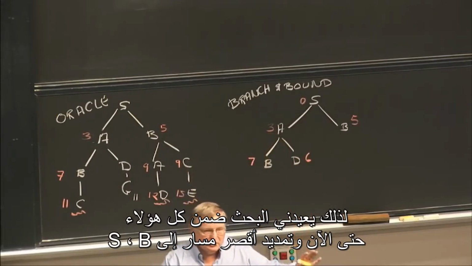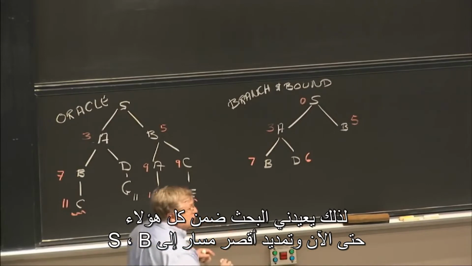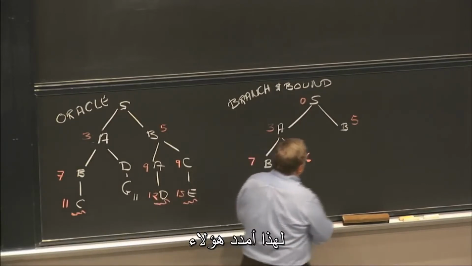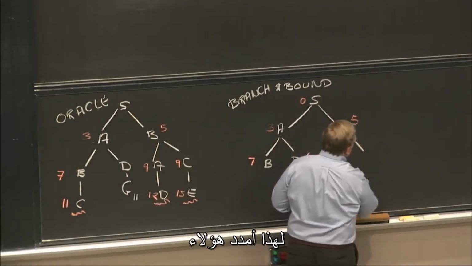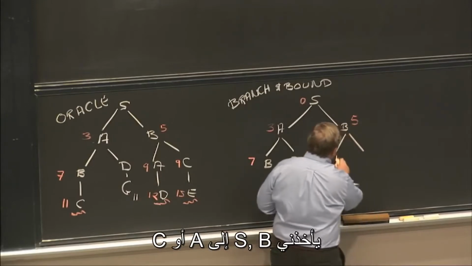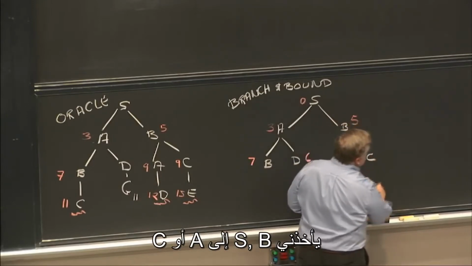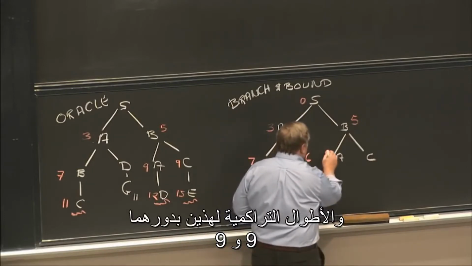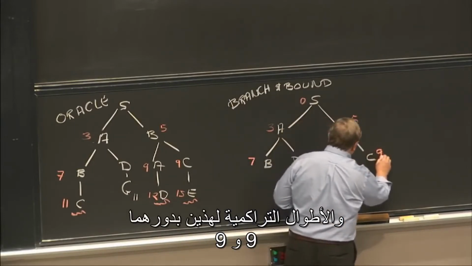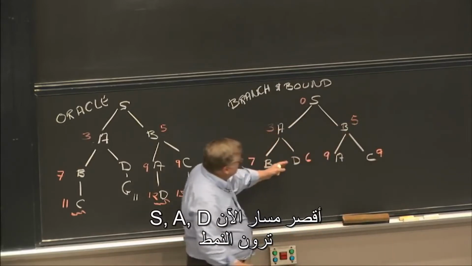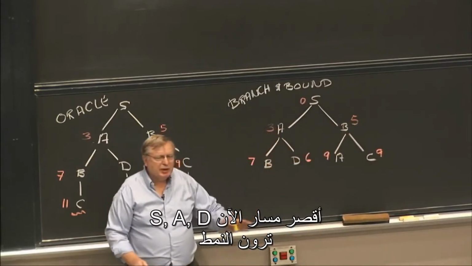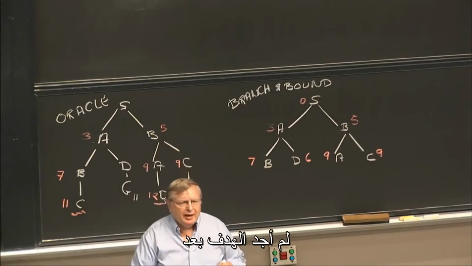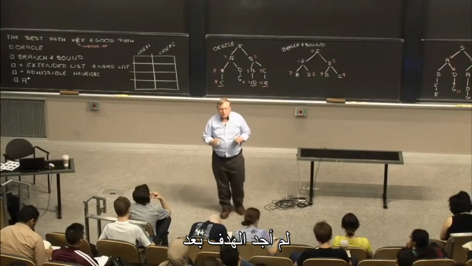So looking across all of these and extending the shortest path so far takes me back over to SB. So I extend those. SB takes me to A or C. And those in turn have total accumulated path lengths of 9 and 9. Now the shortest one is SAD. You see the pattern. Now let's see. I haven't found the goal yet.